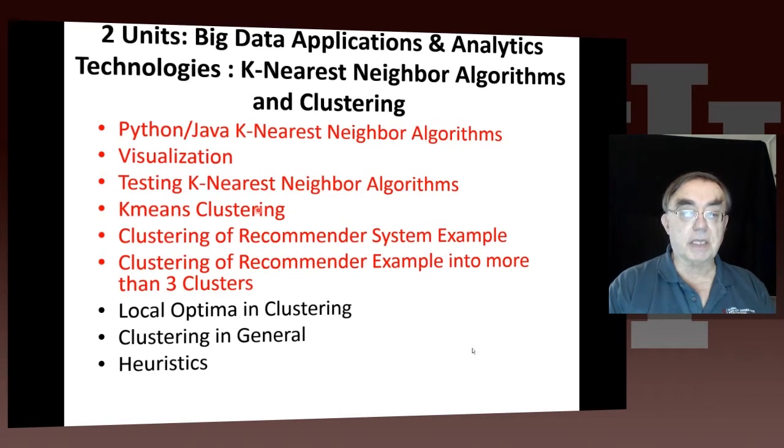We go through k-means clustering, and we do that clustering, which we've already done for other examples, for recommender systems. And then we show what happens when we extend the clustering to more clusters than may be useful. We discuss the concept of local optima and general aspects of it, and then we go into a little computer science digression into what is heuristics.